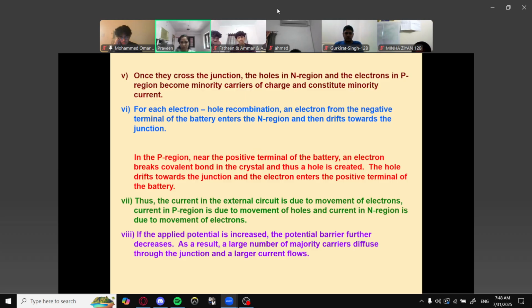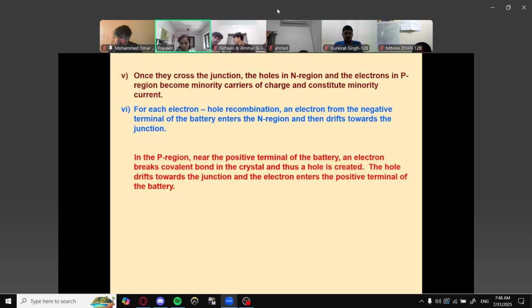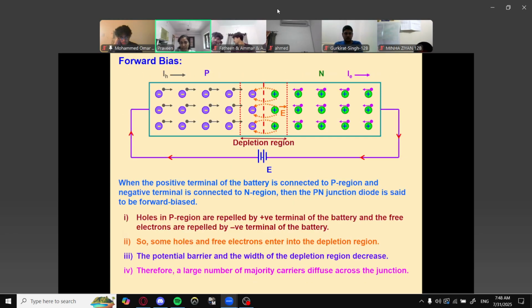Now, if you increase the applied potential, the potential barrier at the depletion region will be decreased further. Therefore, again, a large number of majority charge carriers will diffuse into the junction and a larger current will flow. This is the mechanism of forward biasing.